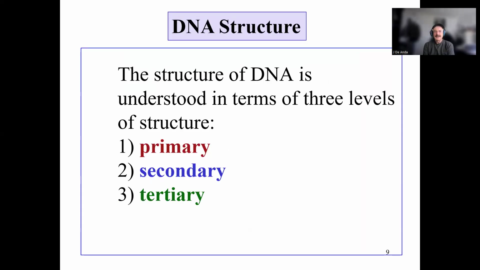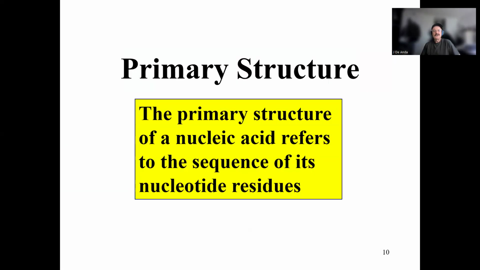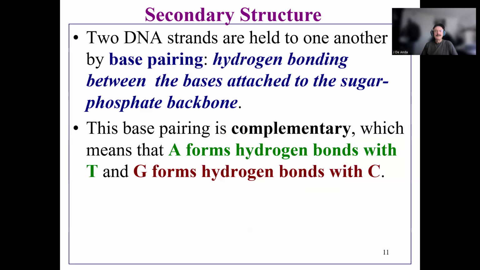In our study of proteins, we discussed that there were several levels of organization or structure. The same is true for DNA, and we're going to find that we can understand the structure of DNA in terms of three levels: primary, secondary, and tertiary. Primary structure refers to the sequence of the nucleotide residues in a stretch of DNA.